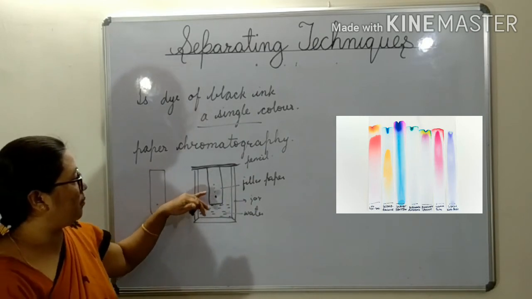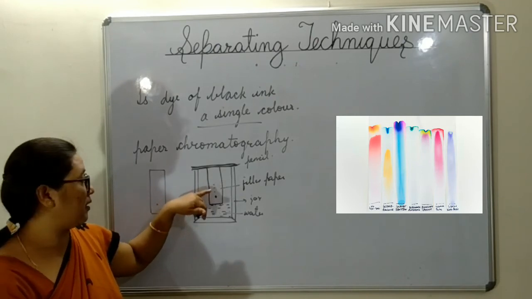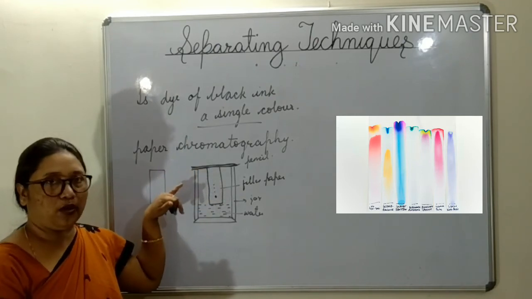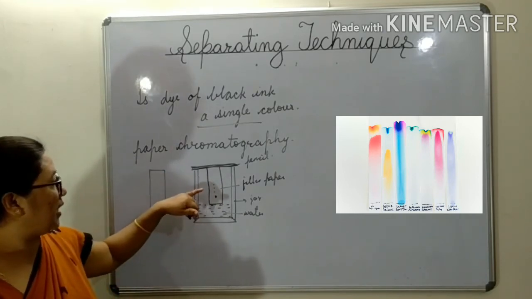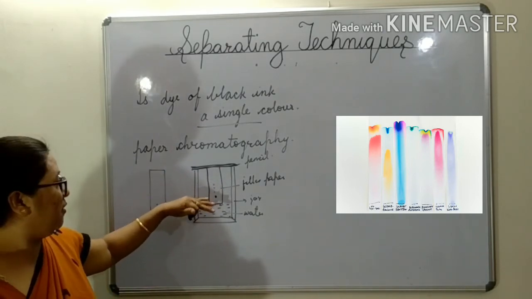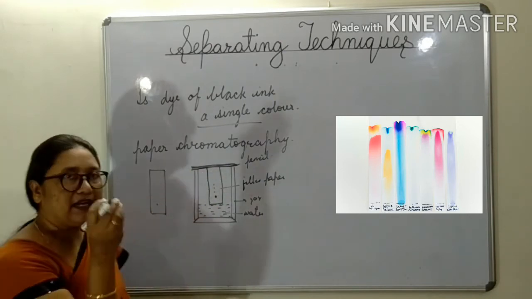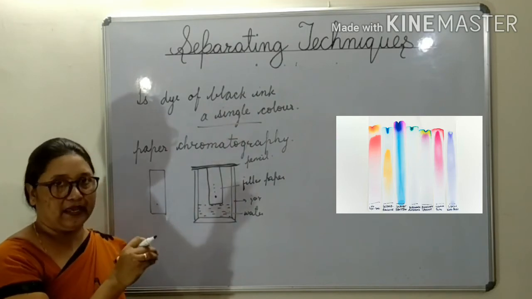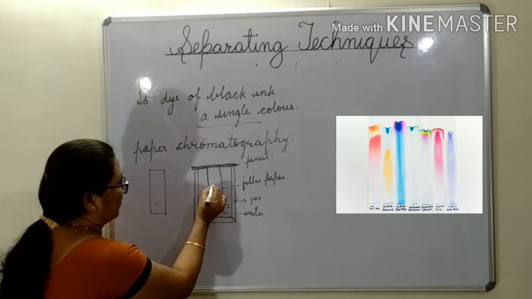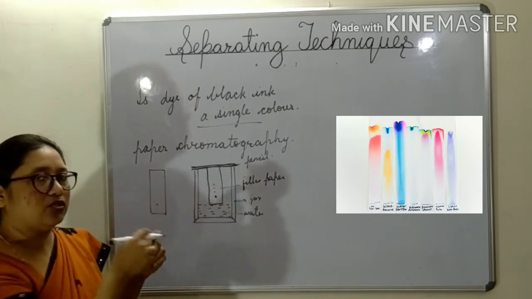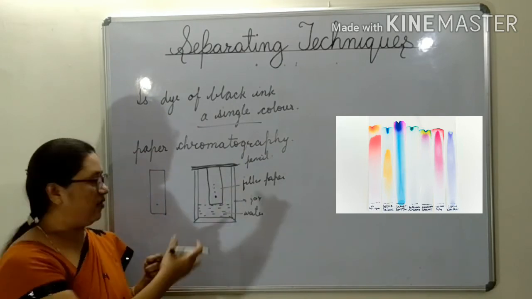Means we will see the colored components observed in the filter paper, and the colored component which is moving faster, that color is dissolved more in the dye. You can understand it like this: the color which is rising faster is dissolved more in the dye. Maybe it is yellow, green, or whatever color we will find.